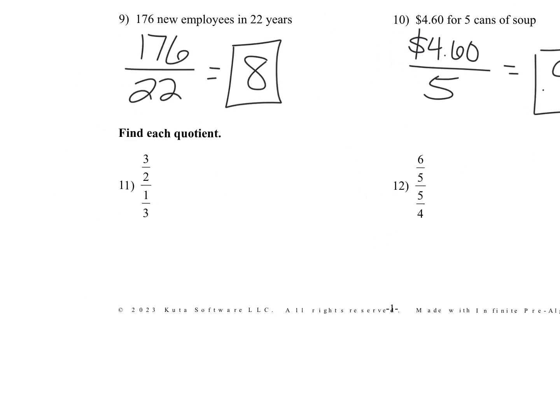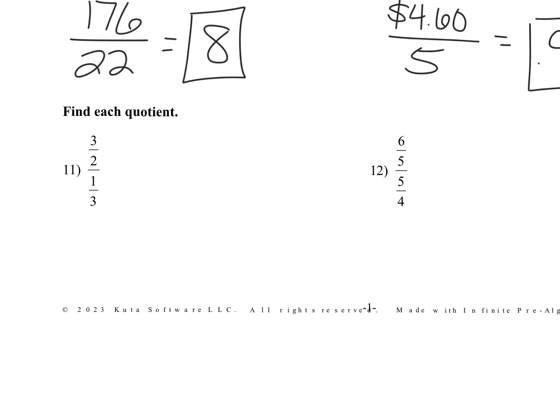Next section, finding each quotient. Now, these are written right now as complex fractions. So complex fractions means there's a fraction within a fraction. Okay? Sometimes it's hard to decipher which one's the division bar. So the rule of thumb, you're always going to have 2 numbers before the division bar. Does that make sense? So how would I read this problem? 3 over 2 divided by 1 over 3. That's your first step, to write it out horizontally.